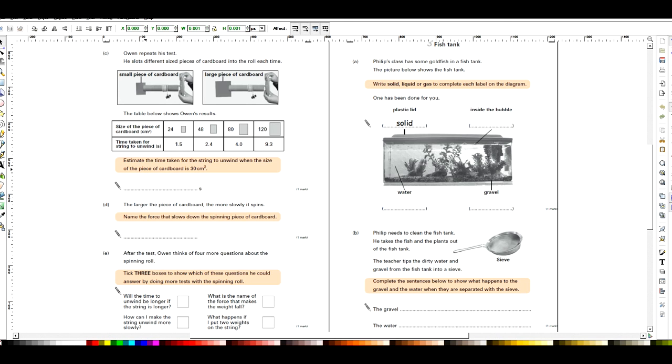Estimate the time taken for the string to unwind when the size of the piece of cardboard is 30 centimeters squared. Now 30 centimeters squared is between 24 and 48, so we need a time between 1.5 and 2.4. What time could we write? 2.0. Yes. Any time between 1.5 and 2.4 will do. The larger the piece of cardboard, the more slowly it spins.